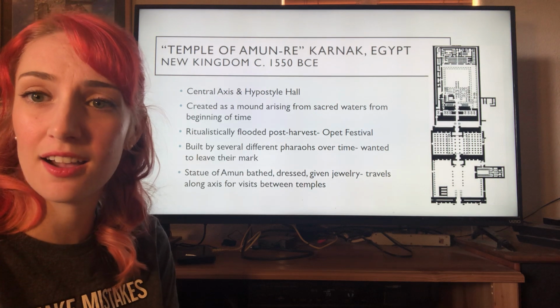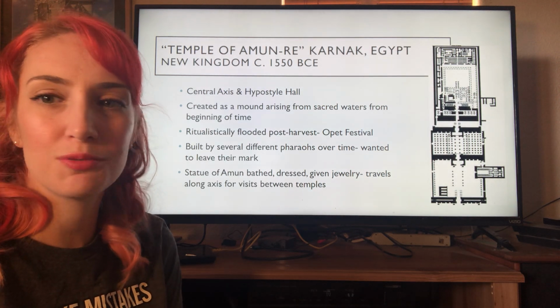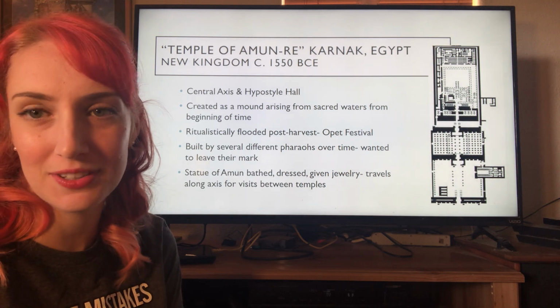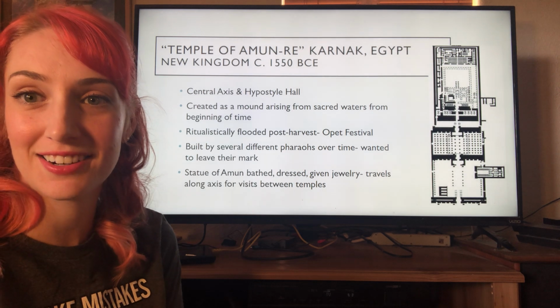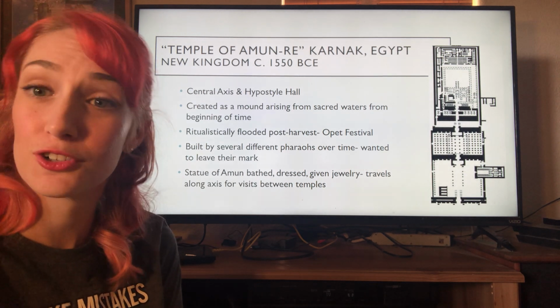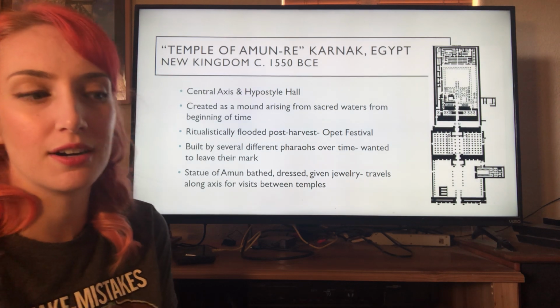Now this was added on over time by several different pharaohs. This was a very important temple. It was a way to connect you to the gods. It was a visible reminder of your ability to build, control resources, control people, and it was a way for pharaohs to leave their mark.